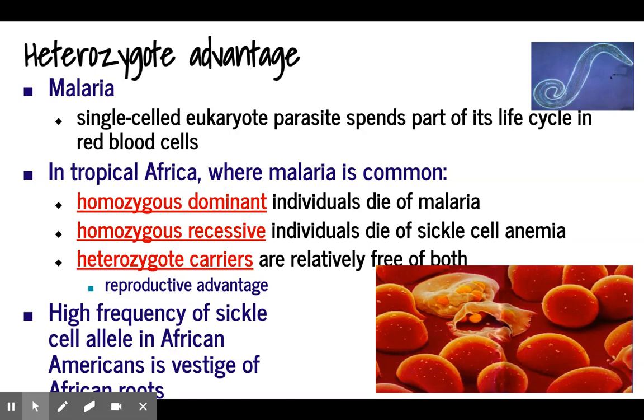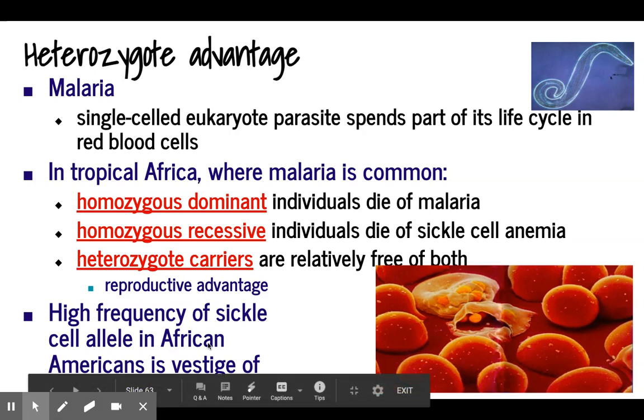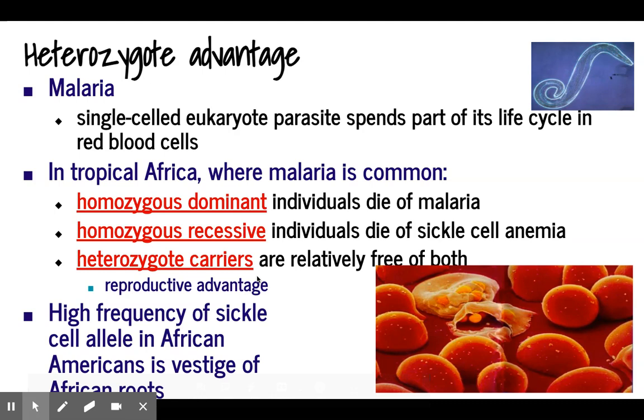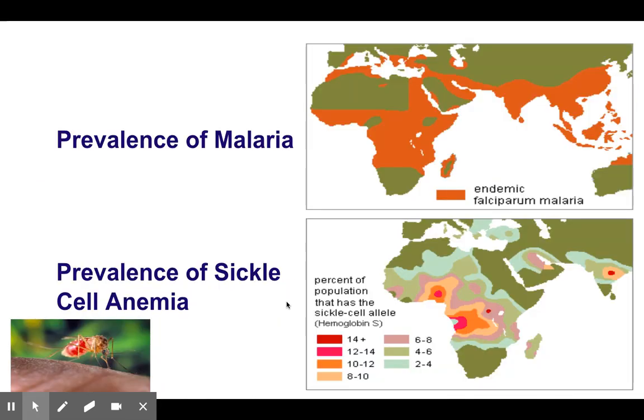Okay, so there's a high frequency of the sickle cell allele in African Americans, as we see. So here's kind of just a map to show you the prevalence of malaria. So as we see in these maps, when there is a high rate of malaria, there's a high rate of sickle cell, as we see. And that sickle cell allele, for those individuals that are heterozygous, gives them an advantageous event at life. So they're able to pass on their genes because they survive.